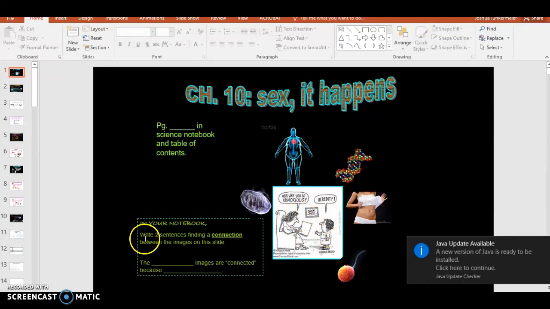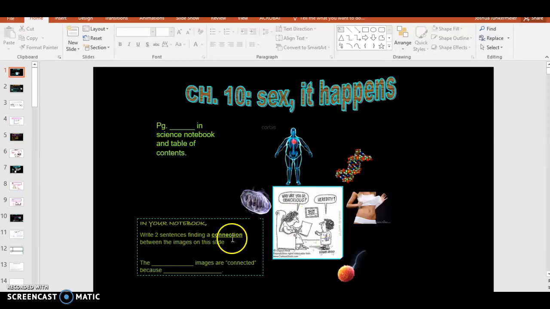It says, write 2 sentences finding a connection or a similarity or something in common between 2 images in the slide. So you have to pick 2 images and try to figure out what brings them together. Why are they even on the page together? There are factors that bring them together. We want to try to talk about that. What are 2 pictures that have a connection or have things in common? So kind of a comparison.